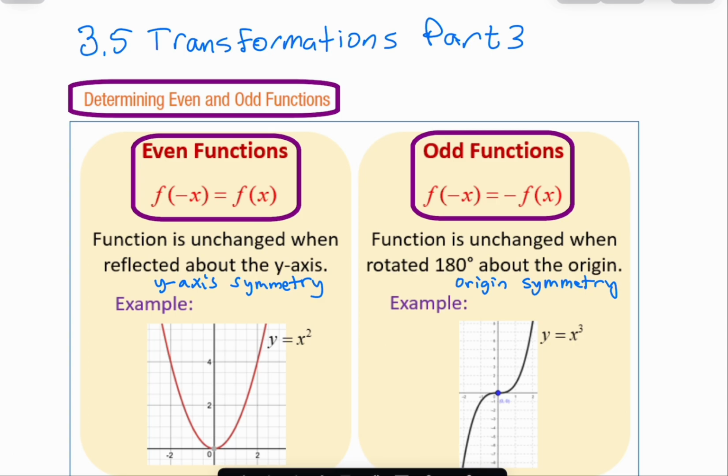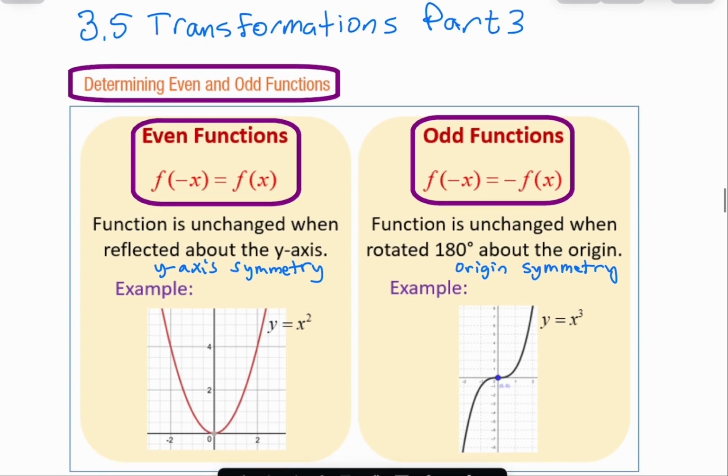Now, some functions won't have any particular type of symmetry, and if that is the case, you just leave it alone and you just say neither. It doesn't have those types of things. It's not even, it's not odd, it's its own unique thing.